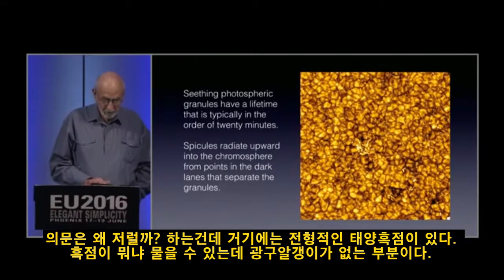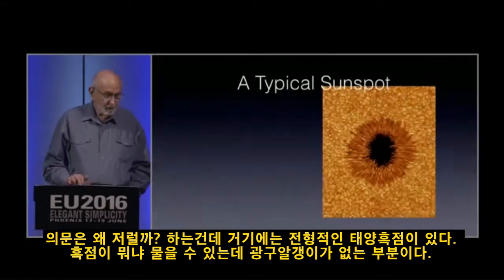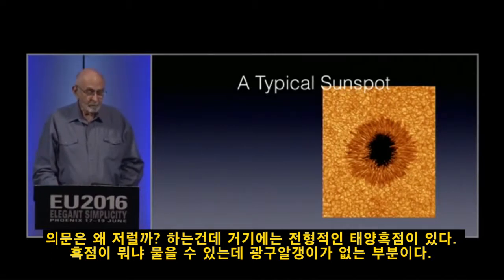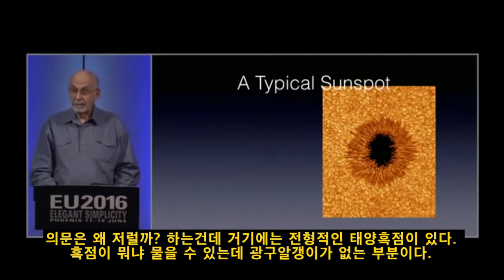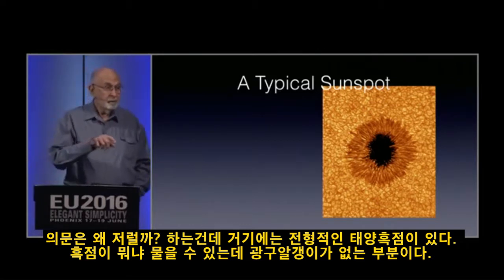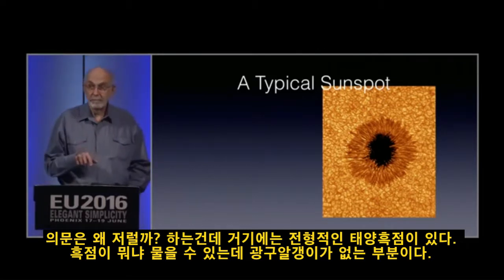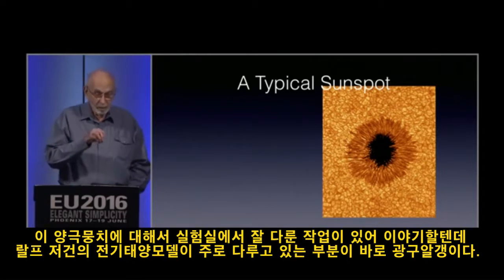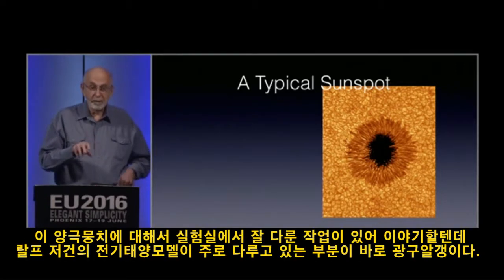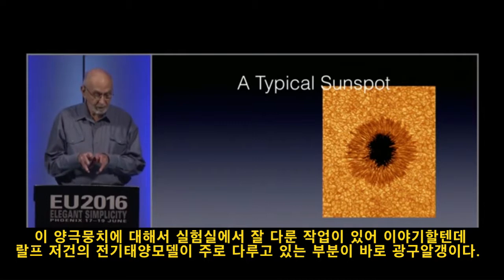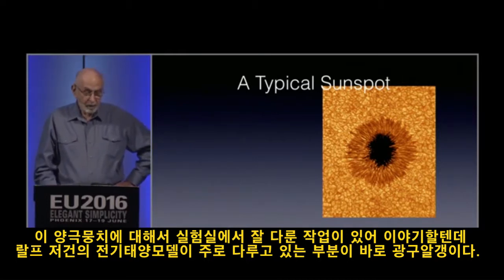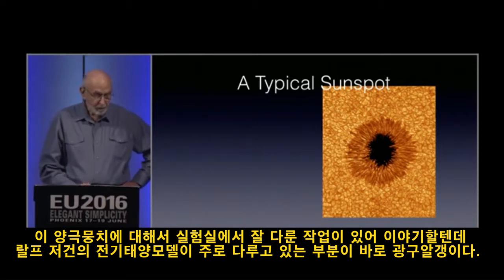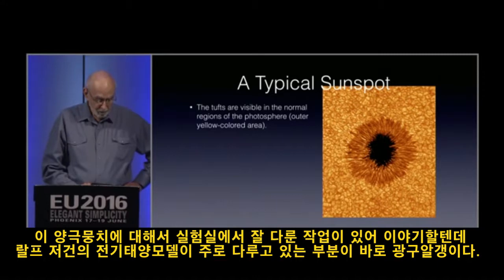Well, there's a typical sunspot. And you might say, well, what's a sunspot? Well, a sunspot's where the photospheric tufts are not. It's a region where the photospheric tufts don't exist. And so there's been a good deal of work done in the laboratory on anode tufts, and we'll talk some about that.